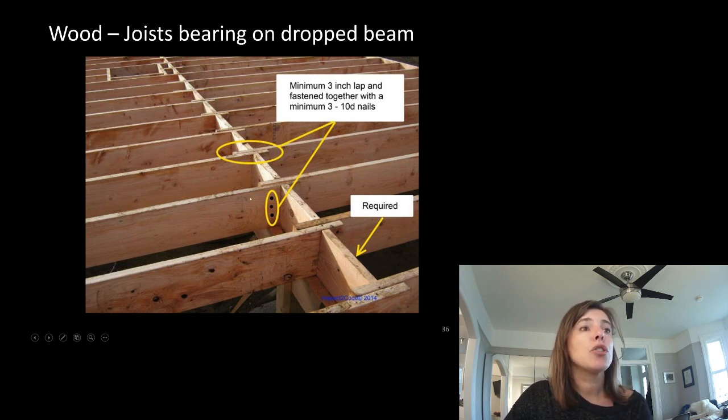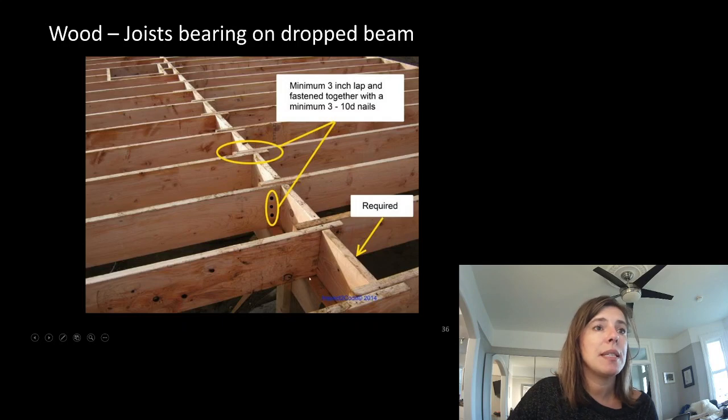Here's one where joists come across and sit on top of the beam. They lap past each other and screw into each other with blocking in between. So you can see the beam down here.